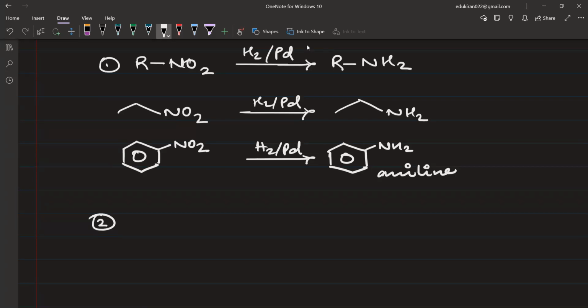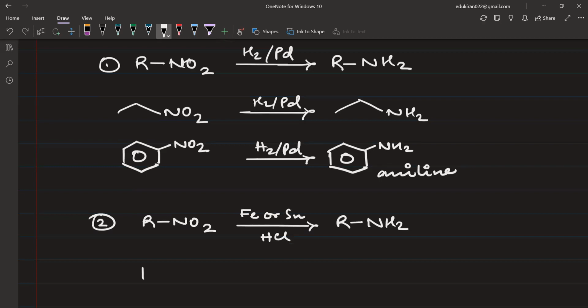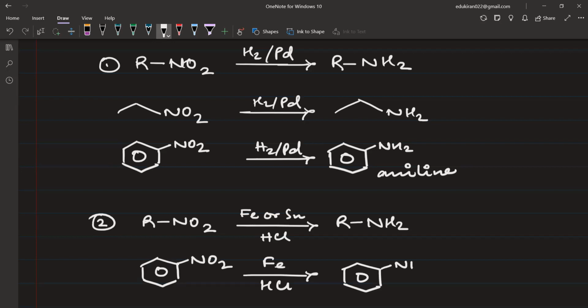Another way of reducing nitro is by using any metal such as tin and iron in the presence of HCl. So if you have RNO2, iron or tin in the presence of HCl, you will get RNH2. This can also be used to reduce nitrobenzene to get aniline.